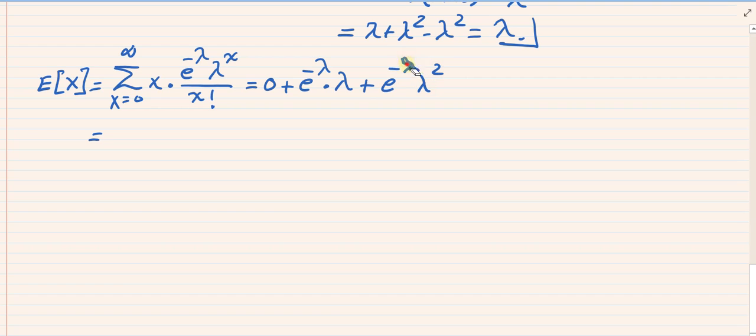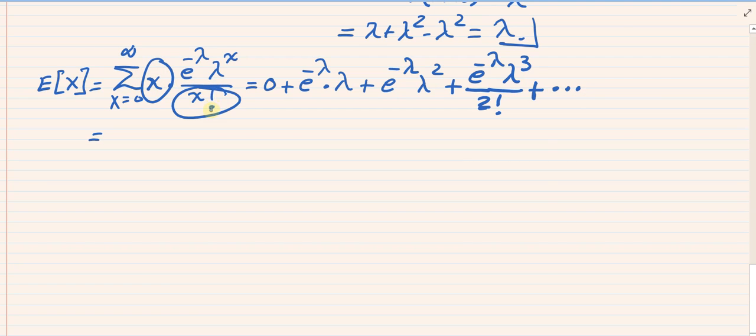The next term in this expansion is when x is 3. When x is 3, I have 3x and then 3 factorial. That's going to be just 2 and 1. So the denominator is 2. So this is going to be e to negative lambda cubed divided by 2 factorial, right? And for the next one, so on and so forth, you can see. So whatever the numerator is, the denominator is going to be 1 less than that, only in factorial, whatever number you pick for x.